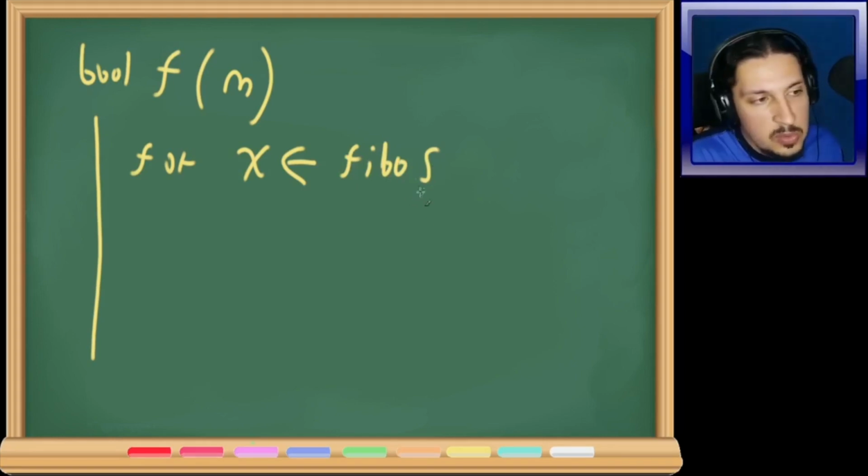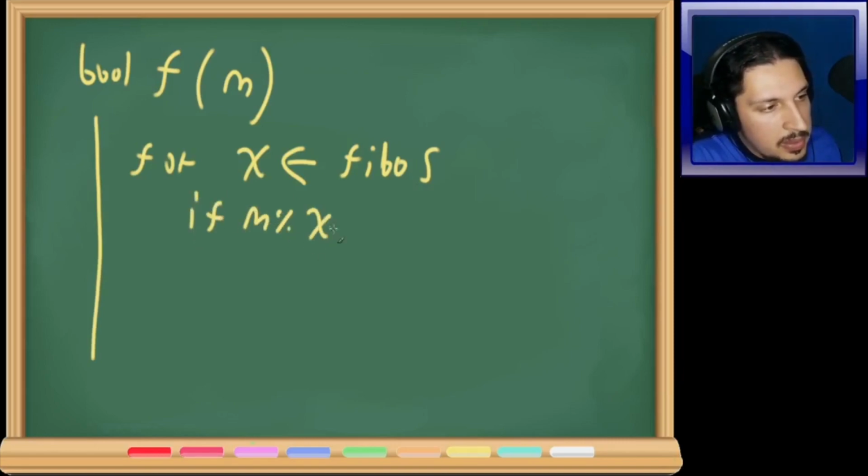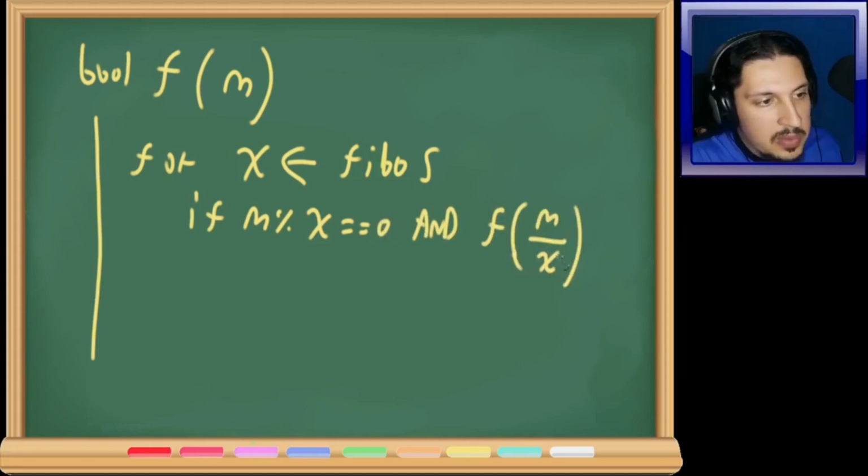They were not too many because the Fibonacci numbers grow exponentially. And for each of them, we check if we can divide. If n mod x equals 0, then we can divide it. And so if we can write the divided number also as a product of Fibonacci numbers, then we return true.